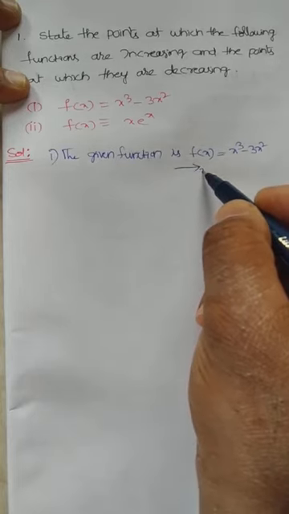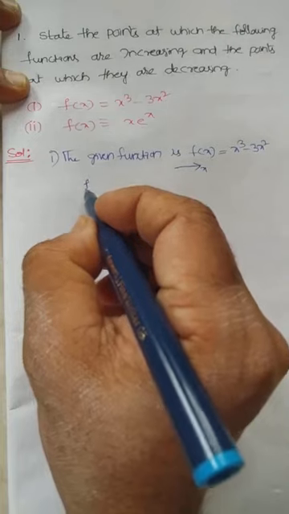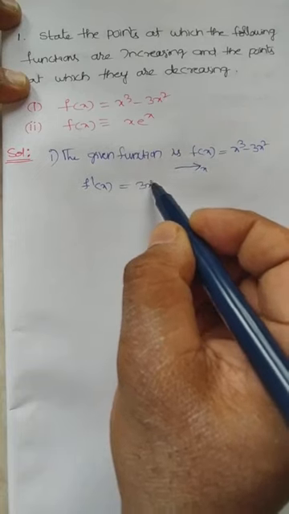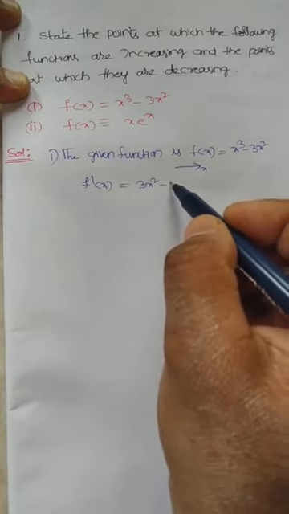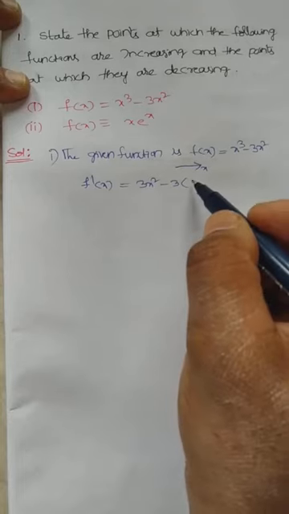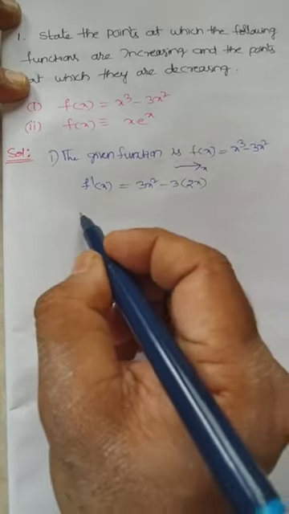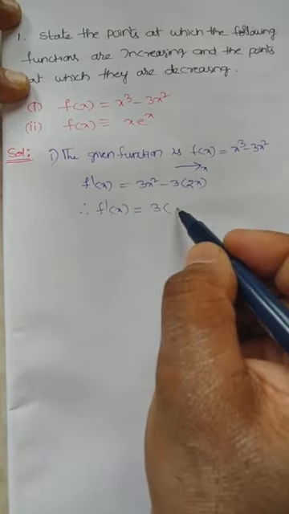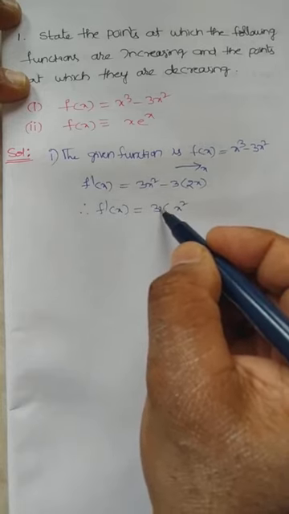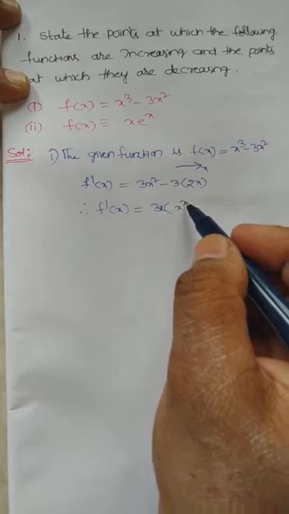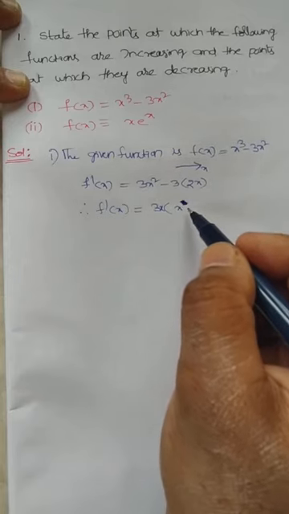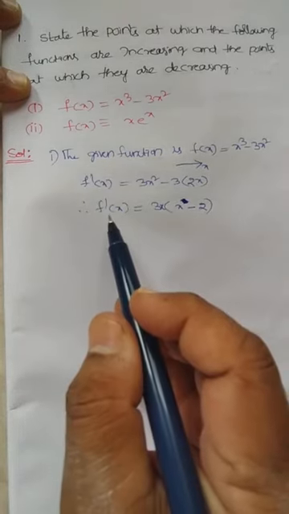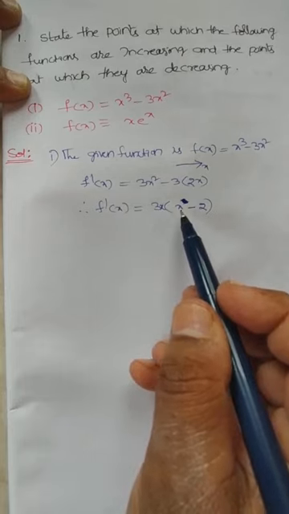Differentiating the above function with respect to x on both sides, we get f dash of x equals 3x square, since the x cube derivative is 3x square, minus the derivative of 3x square, which is 6x. So f dash of x is 3x square minus 6x. 3x is the common term in each, so what remains is x minus 2. So f dash of x is 3x into x minus 2.